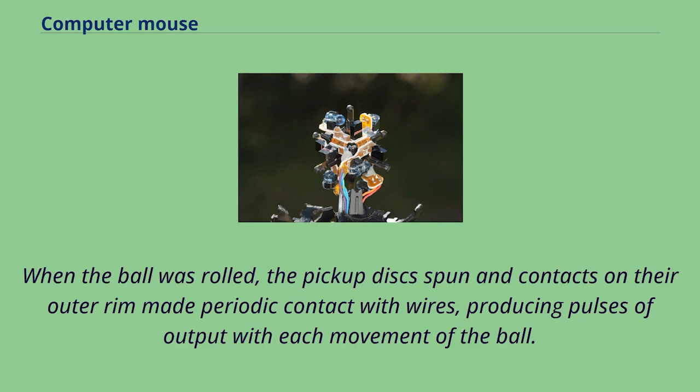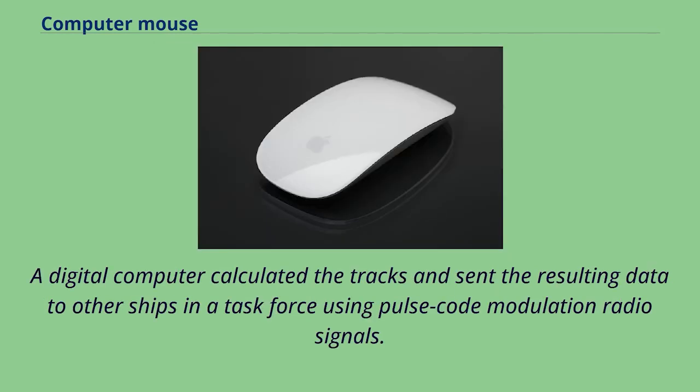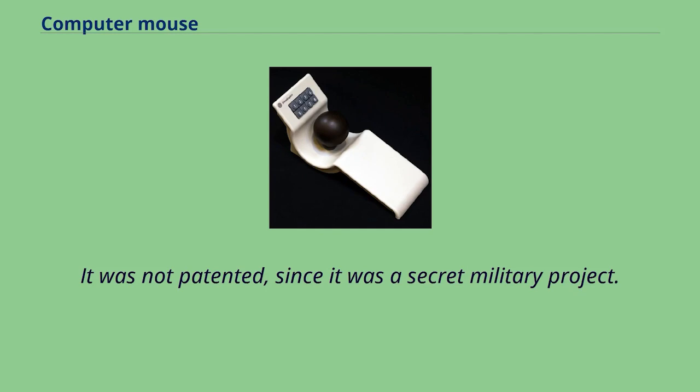When the ball was rolled, the pickup discs spun and contacts on their outer rim made periodic contact with wires, producing pulses of output with each movement of the ball. By counting the pulses, the physical movement of the ball could be determined. A digital computer calculated the tracks and sent the resulting data to other ships in a task force using pulse code modulation radio signals. This trackball used a standard Canadian 5-pin bowling ball. It was not patented, since it was a secret military project.